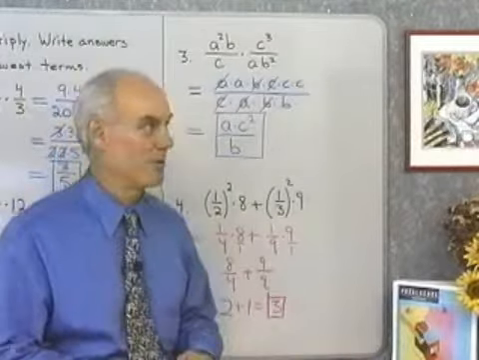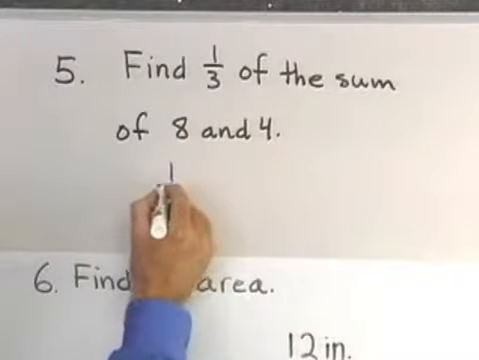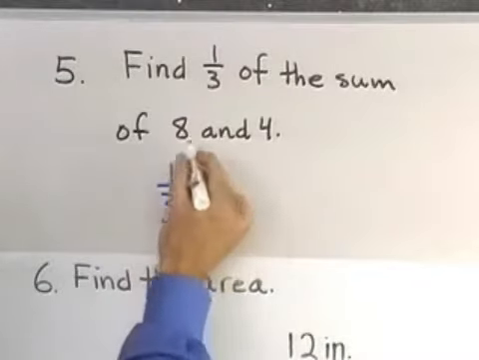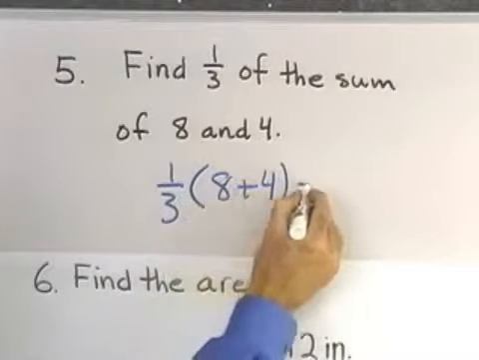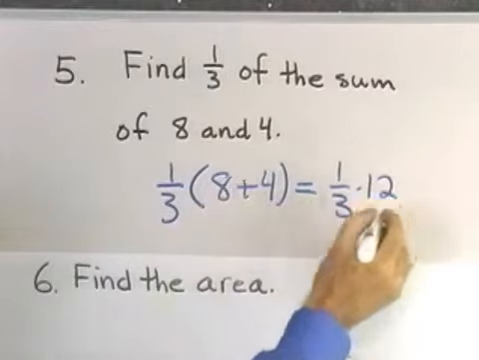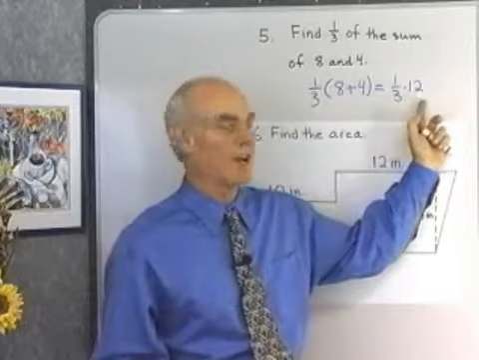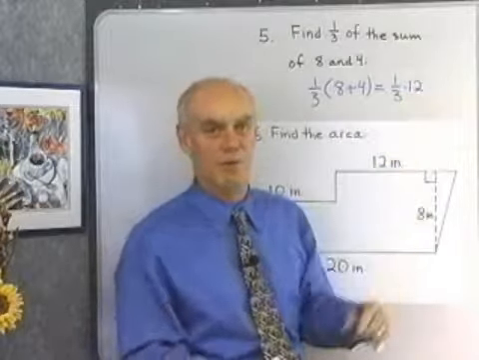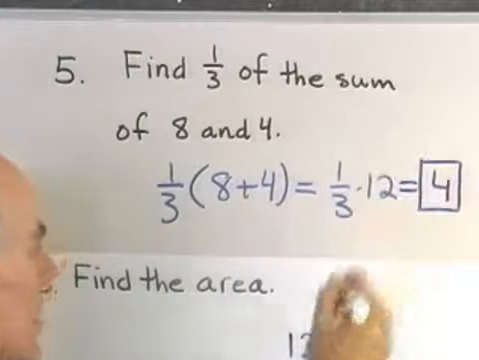Let's look at our next example. Find 1/3 of the sum of 8 and 4. So what I want to do is translate that into symbols. I want to find 1/3 of, so 1/3 times the sum of 8 and 4. So the sum of 8 and 4 is 8 plus 4. I'll add 8 and 4 and get 12. 1/3 times 12. Now if I multiply 1/3 times 12, it will be 1 times 12 over 3 times 1. 12 divided by 3 then will be simply 4. So that comes out to be just 4.